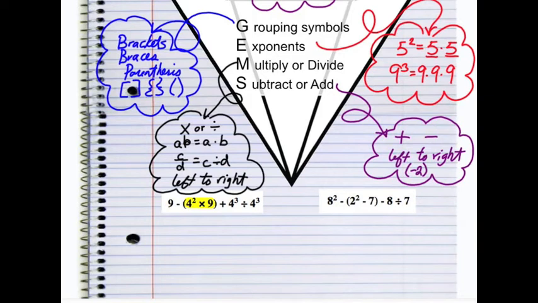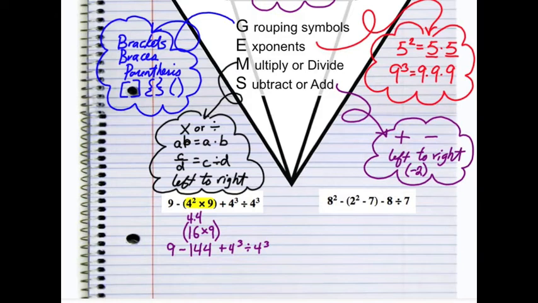So 4 squared times 9. First I need to do the exponents. 4 squared is 4 times 4, which equals 16. Times 9 is going to be 144. So now I'm bringing down everything else in the equation that I haven't worked with yet. 9 minus 144 plus 4 cubed divided by 4 cubed. So now I've finished my grouping symbols. I don't have any grouping symbols left.